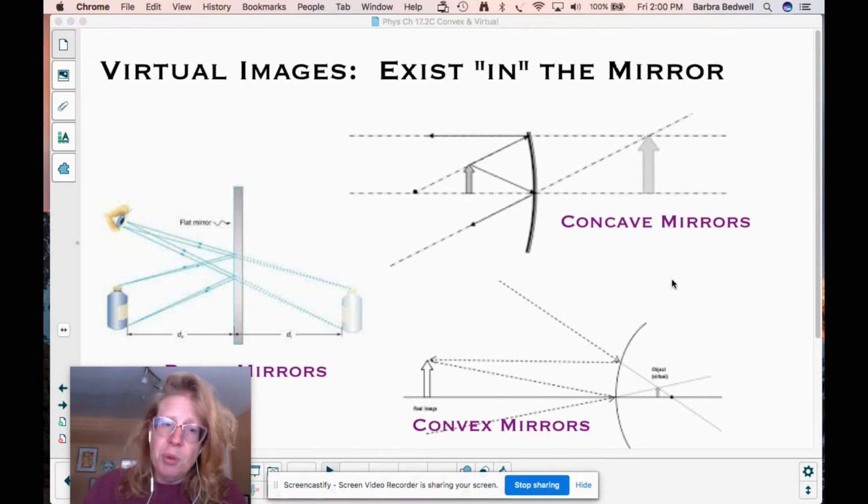Again, virtual images are behind the mirror. And notice how both of these are upright, as opposed to the real images formed by concave mirrors, which were inverted. They were upside down. So take a look at this.